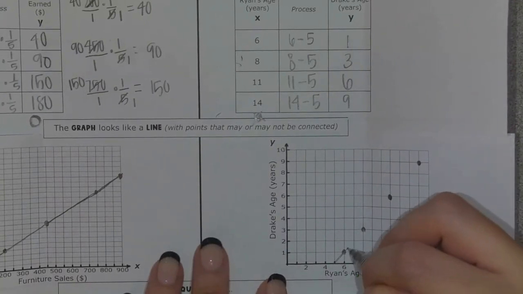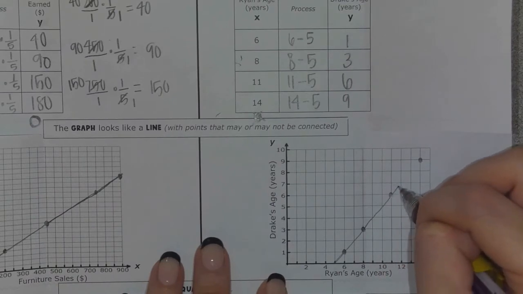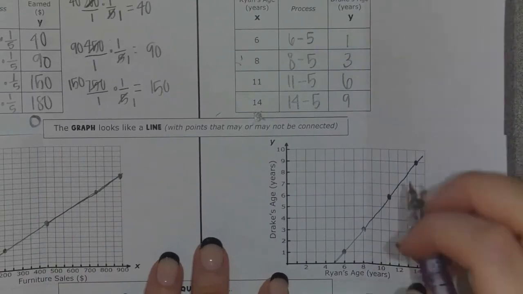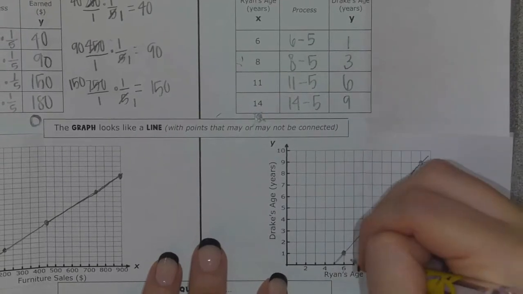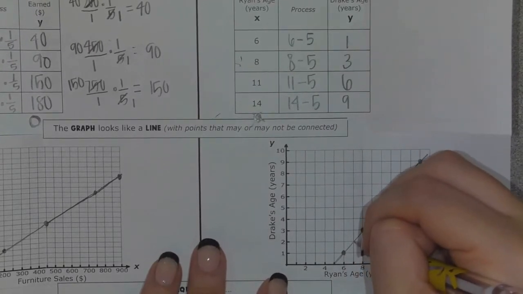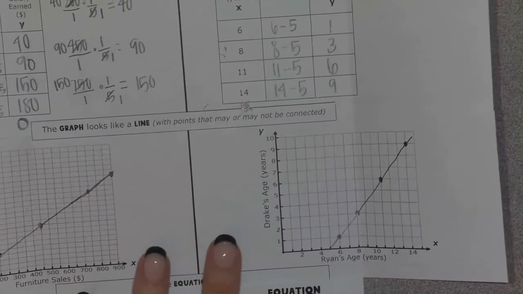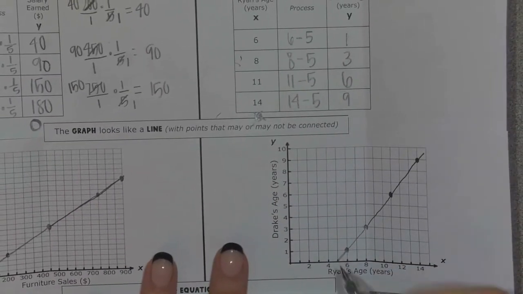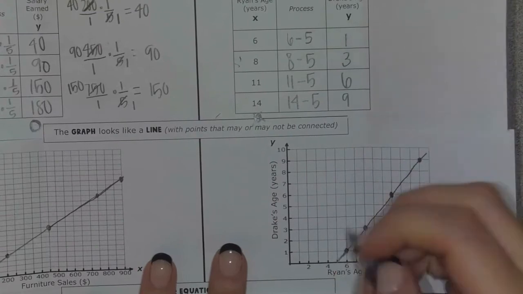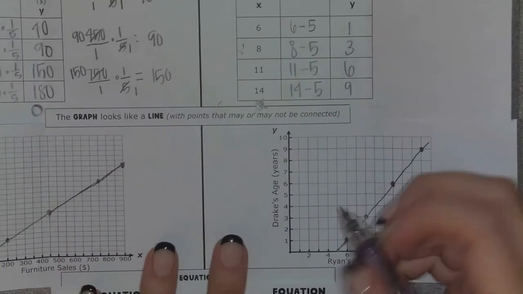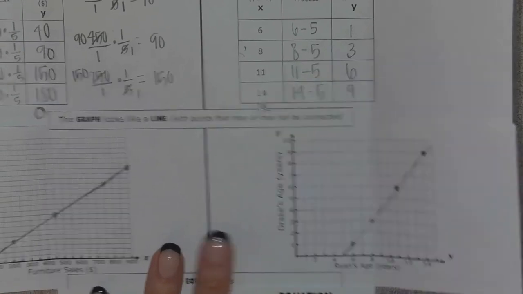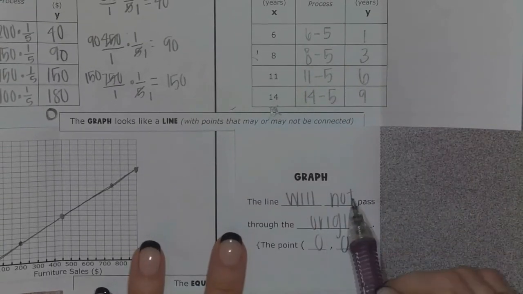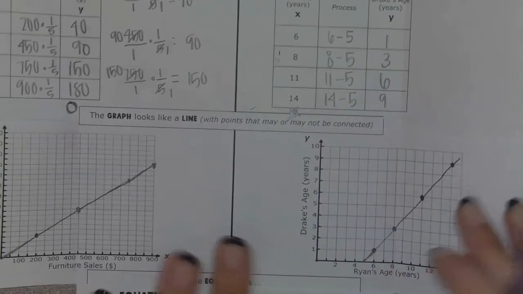So I can connect my dots on this one, right? Because you're not always a specific age. Like Ryan is not just 6, 8, 11, 14. He could be 6.5 or he could be 7. And we could still figure out how old Drake is. But when I connect those lines right here, it's not passing through the origin. It's hitting our x-axis at 5, 0. So additive relationships will never pass through the origin.